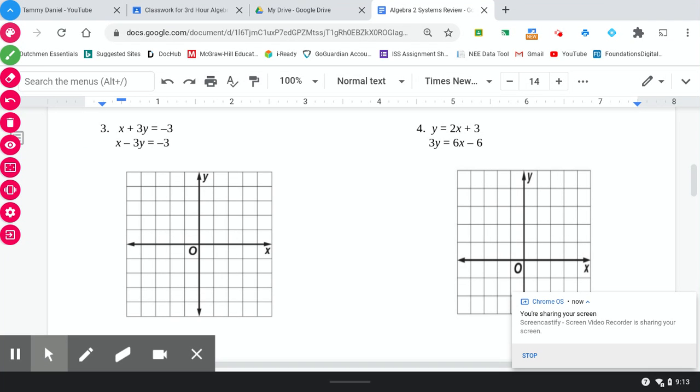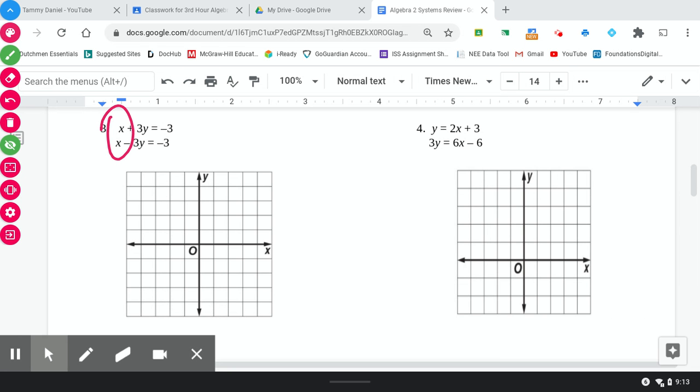All right, questions 3 and 4. So on these, it looks like we are going to have to get the x's over to the other side. To do that, I'm going to subtract x from both sides on this top equation. That leaves me with 3y equals negative x minus 3. I divide by a positive 3.